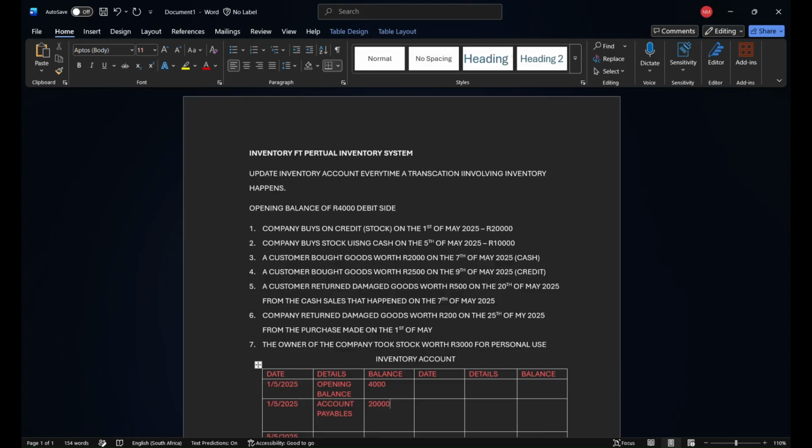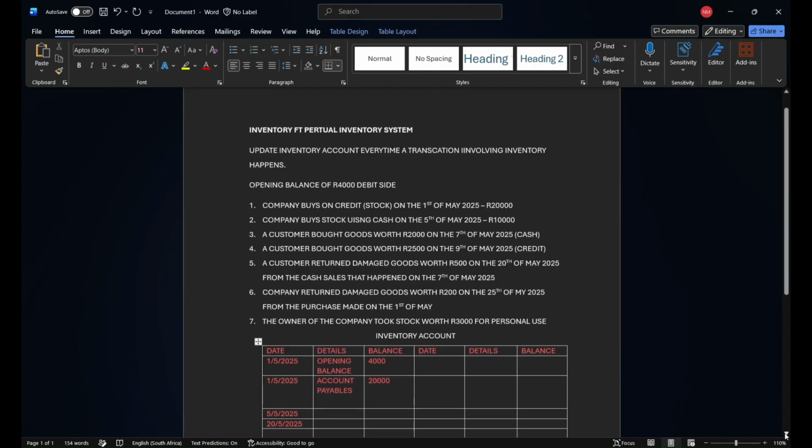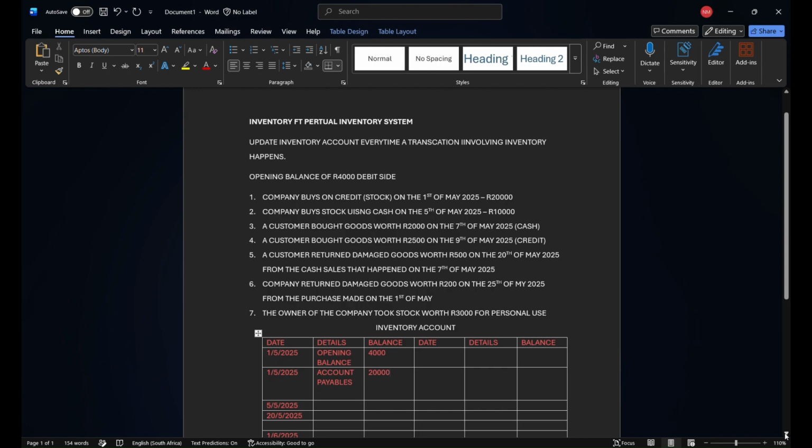So the next transaction states that the company buys stock using cash on the 5th of May 2025. When cash is being used by the company, it means that bank decreases, but stock increases in this case because the company is buying stock. So on the 5th of May 2025, you're going to have bank under details and then 10,000 rand.